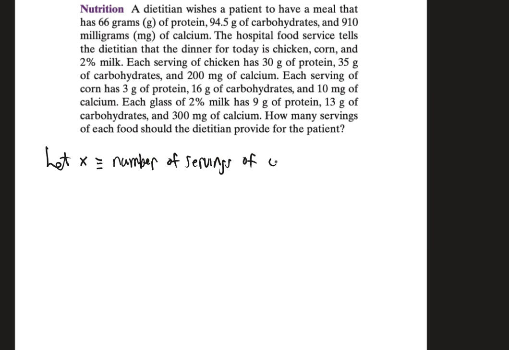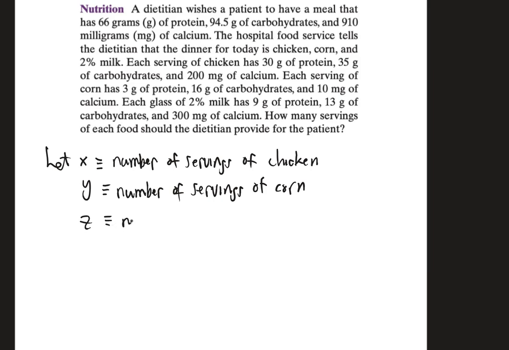Let's start with the chicken, and let x represent the number of servings of chicken. And then let y represent the number of servings of corn, right? Lovely corn. And then again, since it's now 3 unknowns, we're going to have to jump up to our letter z. So let z represent the number of servings of the 2% milk.